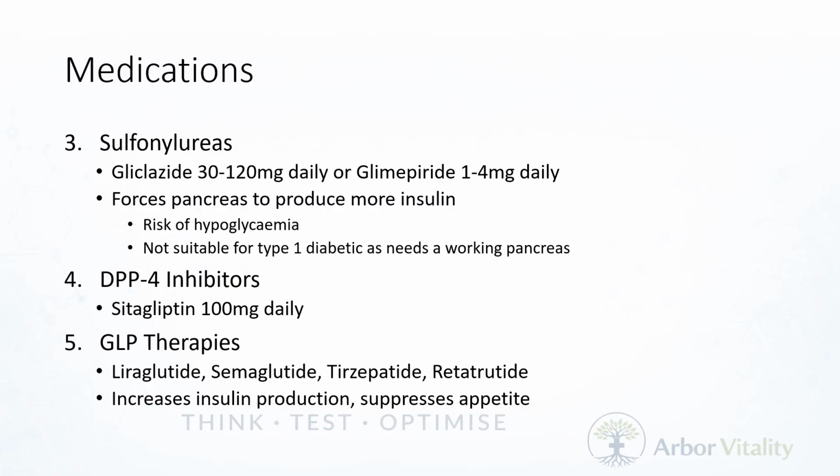Then you get your DPP4 inhibitors, such as sitagliptin, dosed at 100 milligrams daily, and then your GLP therapies, which help with weight loss and appetite regulation, but also directly increase insulin production. That's your liraglutide, semaglutide, tirzepatide, and the soon-to-be approved retatrutide.